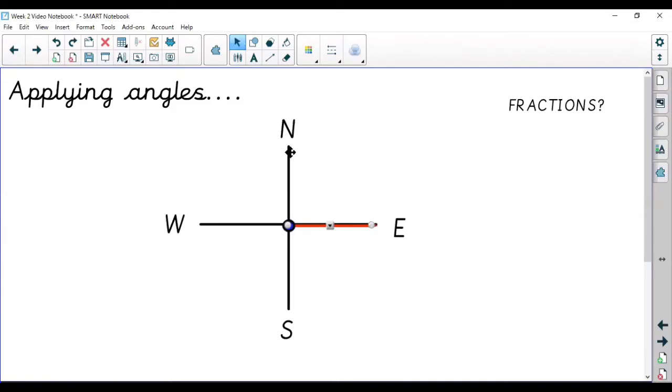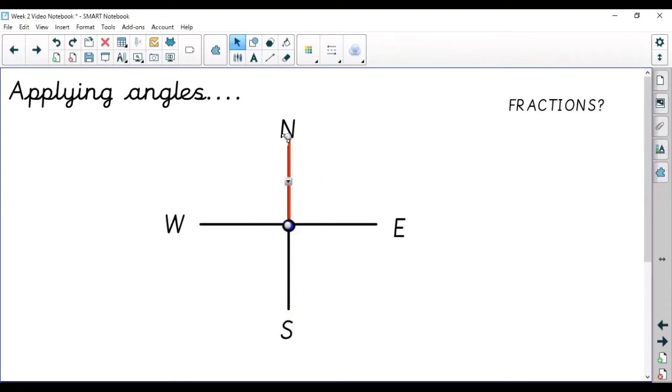How many parts are there? 1, 2, 3, 4. There's 4 parts to my whole. Moving 1 part across, or moving 1 part round, that is 1 quarter. Now, if I was to move twice round, which would take me to south, 1, 2, that's 2 quarters. So that's a half a turn. Now, if I go back to north, from north to west, 1, 2, that's 3 quarters. So that would make it a 3-quarter turn.